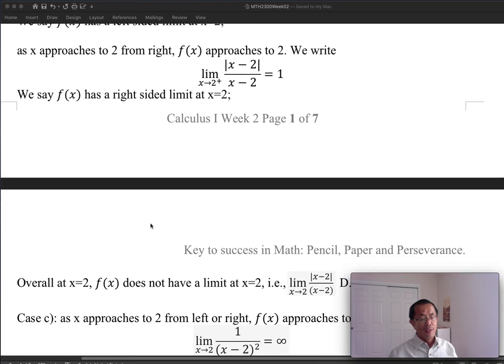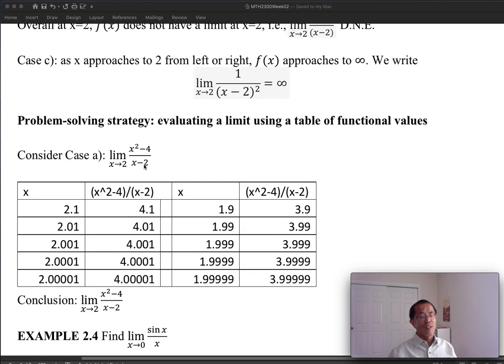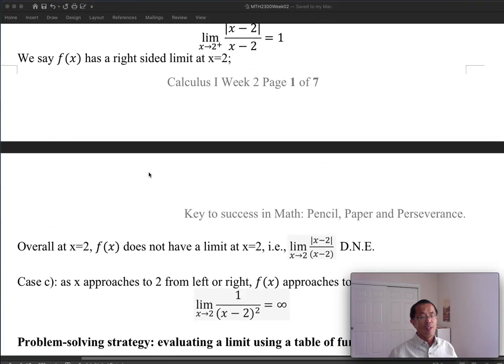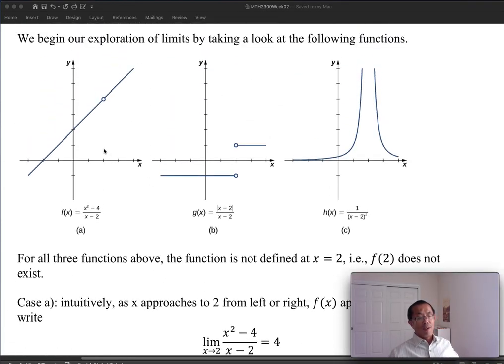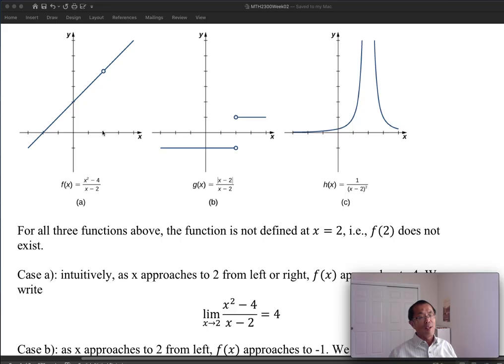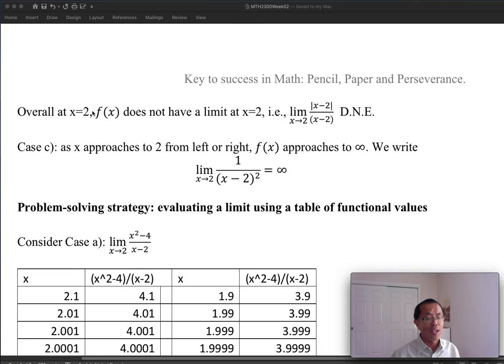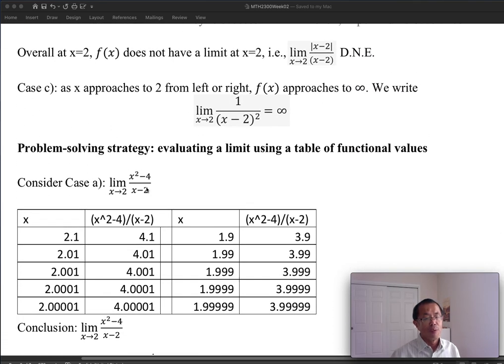So this is the next example, x squared minus 4 over x minus 2. This is the graph right here, the graph we already did. We understand that there is a limit here. Now let's pretend that we don't have the graph, and we take a look at how we can figure out the limit using numerical values.